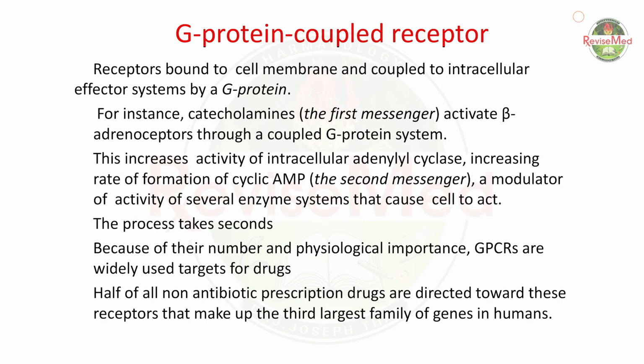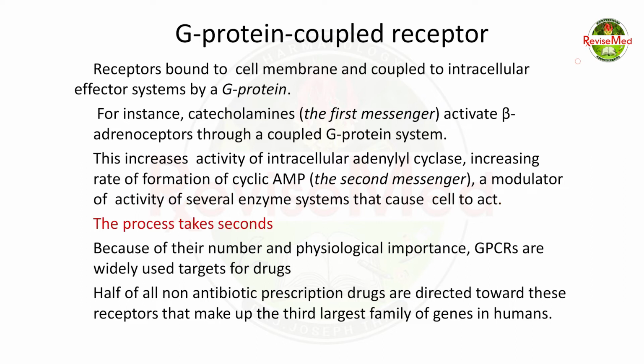Now coming to G protein coupled receptor, this may be asked as a short note. These are receptors bound to cell membrane and coupled to intracellular effector systems by a G protein. For instance, catecholamines serve as a first messenger. They activate beta adrenoceptors through a coupled G protein system. This increases activity of intracellular adenyl cyclase, increasing rate of formation of cyclic AMP, which serves as the second messenger. This is a modulator of activity of several enzyme systems that cause cell to act.